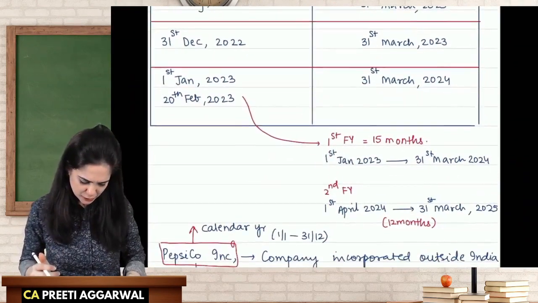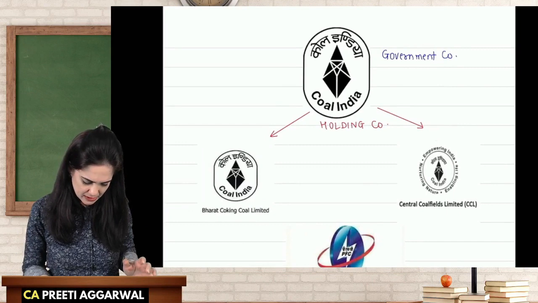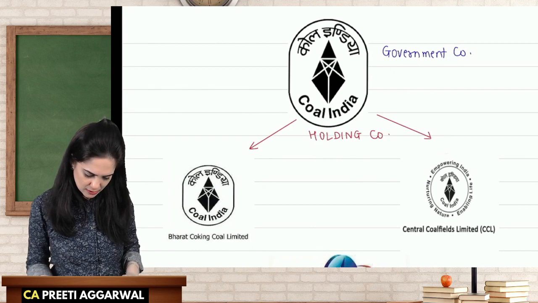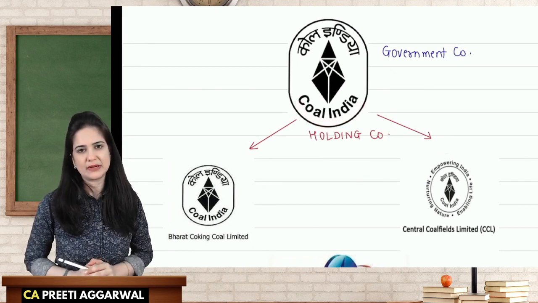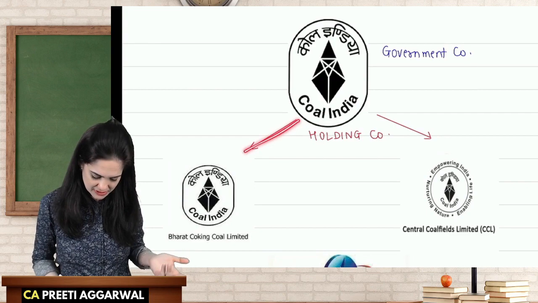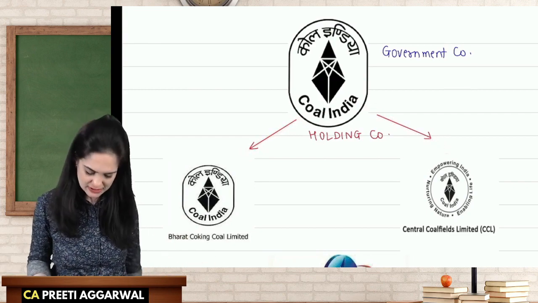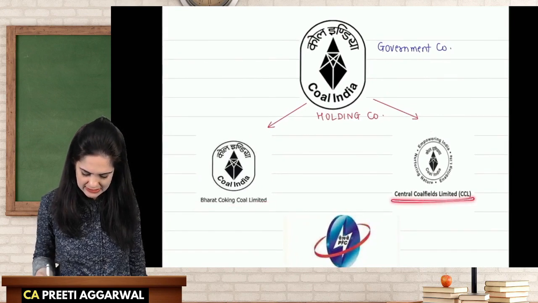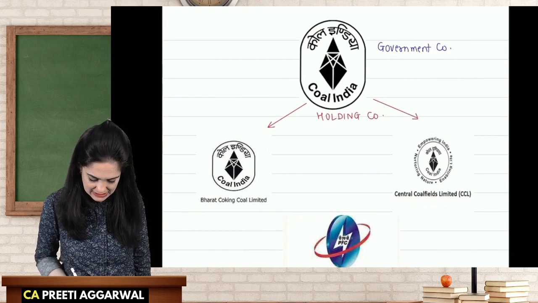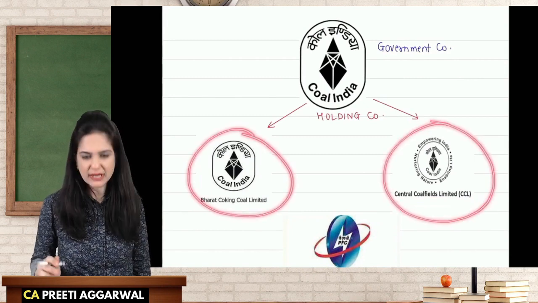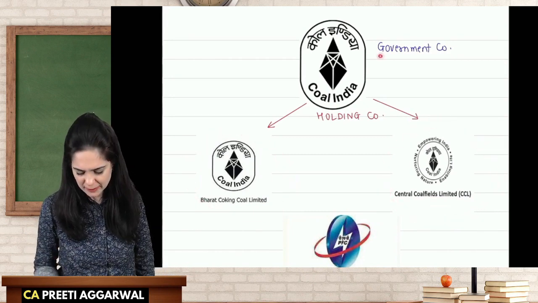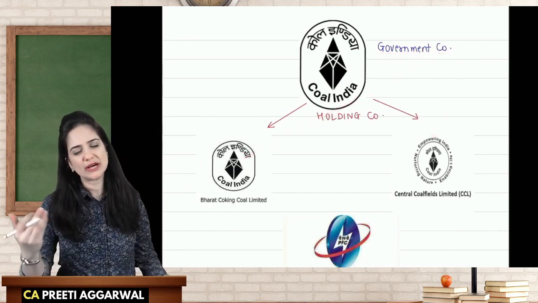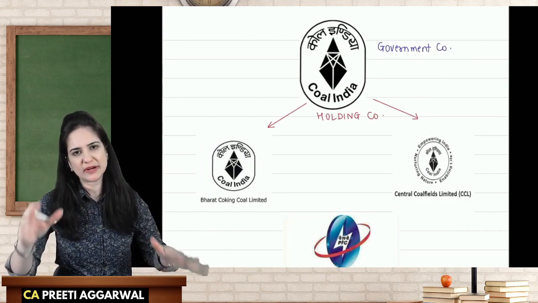I have an example for you over here. See, look here. In this case, Coal India Limited is a government company. It has two subsidiaries. Actually, it has many subsidiaries. I have selected two for discussion. It has subsidiaries like Bharat Coking Coal Limited and Central Coalfields Limited. These subsidiary companies are also considered as government company. It simply means that the provisions applicable to a government company shall apply to these subsidiaries also. So they are also deemed to be government company. The provisions of government company shall apply.